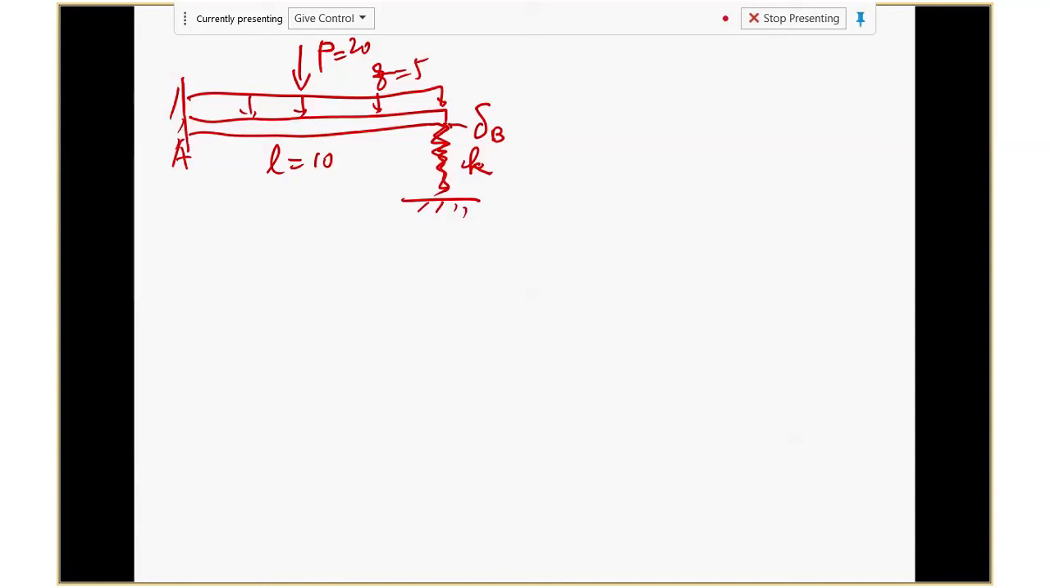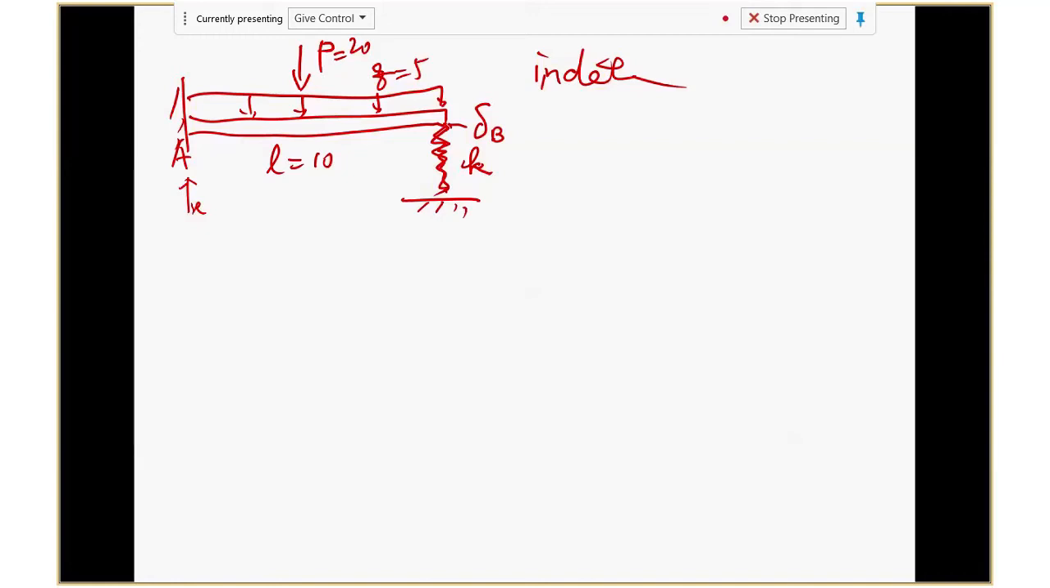Okay. So is this determinate or indeterminate? Indeterminate. Why? Because if you remove the spring, it's a cantilever beam. Now you add the spring, so you have a redundant, additional restriction. That makes it indeterminate. That's a quick way. Another way is to write the equations of equilibrium. You're going to have RA here, RB here, and then MA there. So 3 unknowns, but only 2 equations. So it's indeterminate. That's for sure.